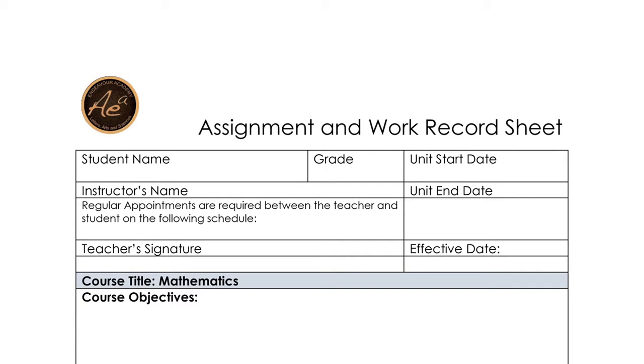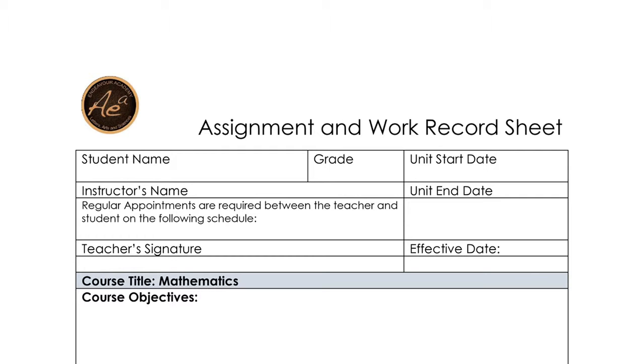Okay, so this is one of the most important sheets that you will need to have filled out correctly and very thoroughly for the auditing of the independent study documents. Each of the documents that you put inside your record for your student needs to have an objective, and that objective is going to be labeled on this assignment and work record sheet. But we're going to take you through step by step what this sheet looks like.